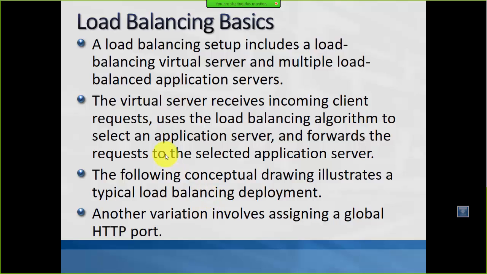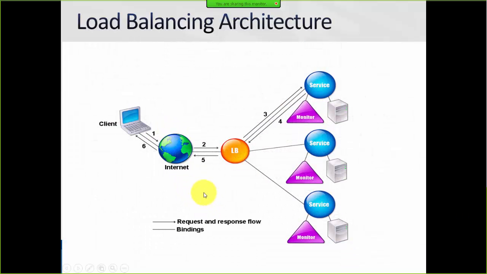But the main thing: the virtual server receives the incoming client request, uses the load balancing algorithm to select an application server, and forwards the request to the selected application server. The following conceptual drawing illustrates a typical load balancing deployment. This drawing just shows the components that we have to configure. The request path is initiated from the client, goes through the internet to the load balancer, then to the service.